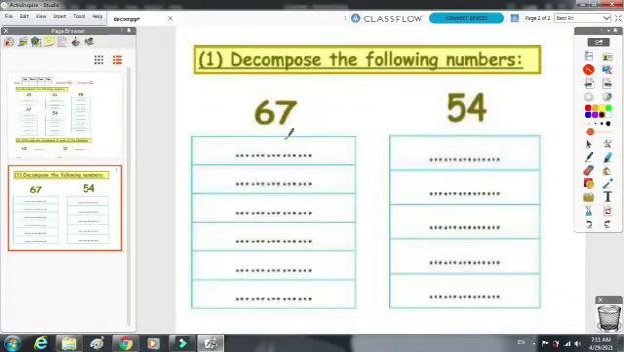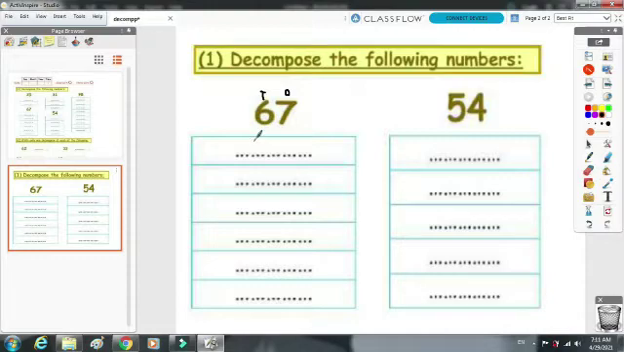decompose the following numbers. We said that decompose means I break up the number into parts or I bring it back to its components. So 67, the simplest way to decompose it is to put the places, ones and tens, and give the value for each digit here.